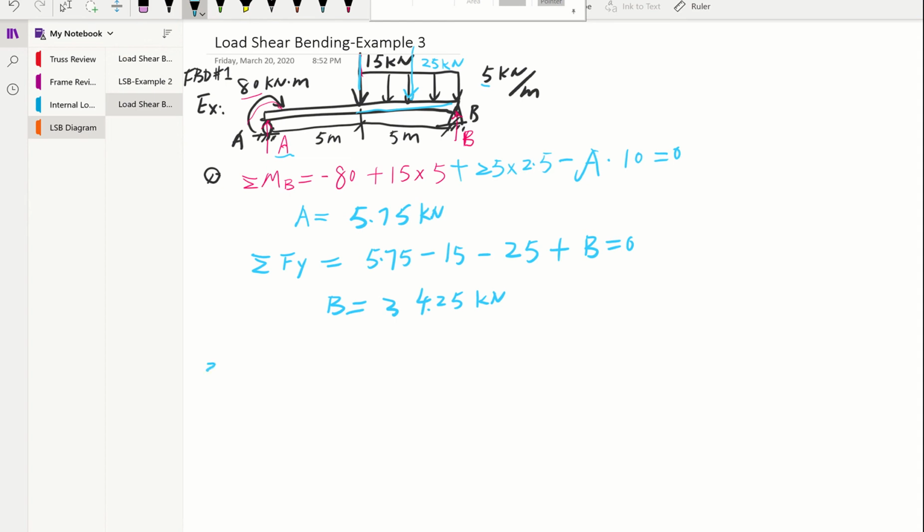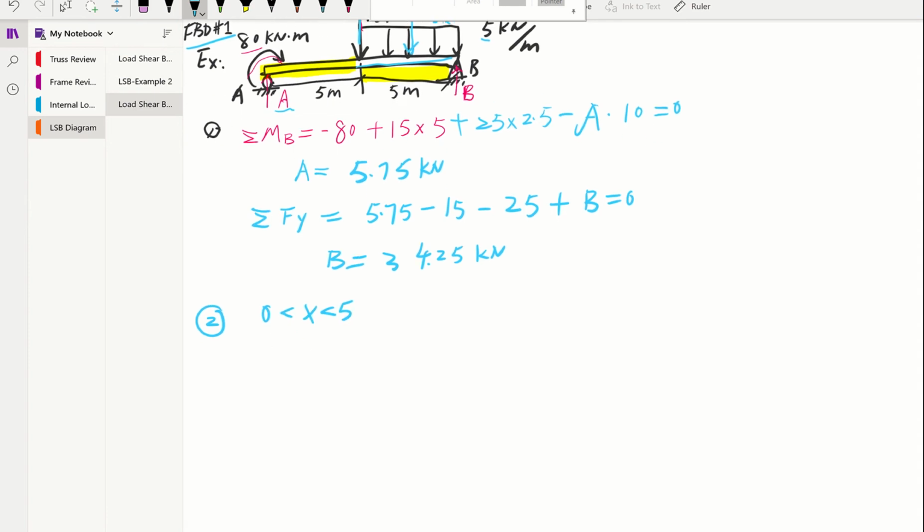So now we're going to look at each section. By looking at this entire FBD number 1, it looks like there are 2 sections. The first section is going to be right here, and the second section will be this part, the second half. We already know at each section you're going to have a different internal loading expression. So first we're going to see if X ranges from 0 to 5, the first half. What will be our N and V and M?